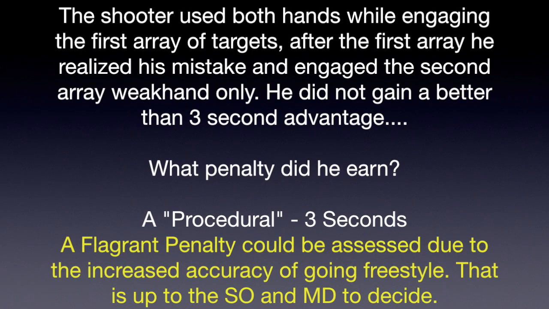The shooter used both hands while engaging the first array of targets. After the first array, he realized his mistake and engaged the second array weak hand only. He did not gain a better than 3-second advantage. What penalty did he earn? A procedural, 3 seconds.